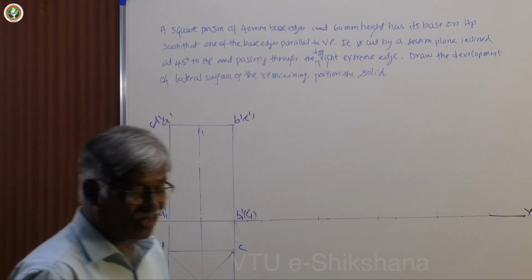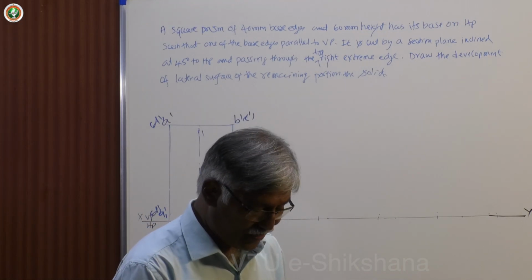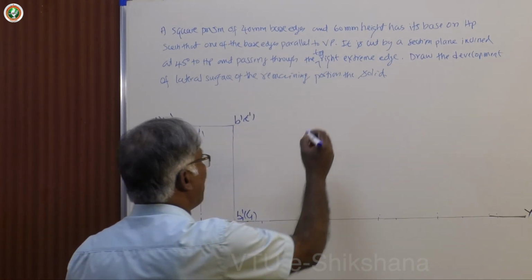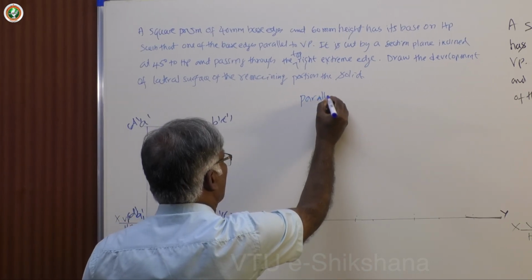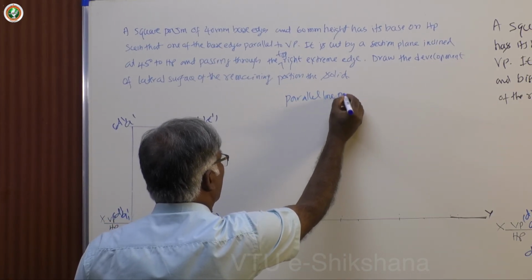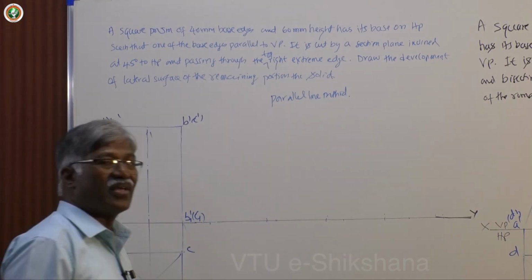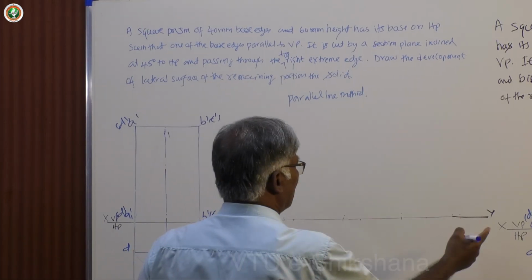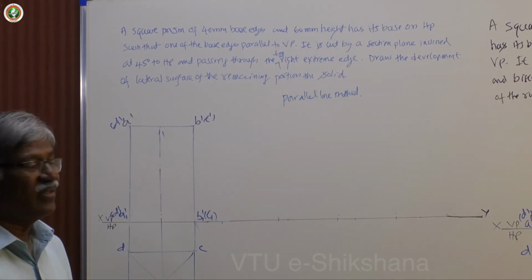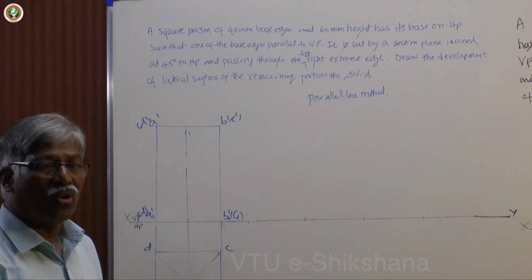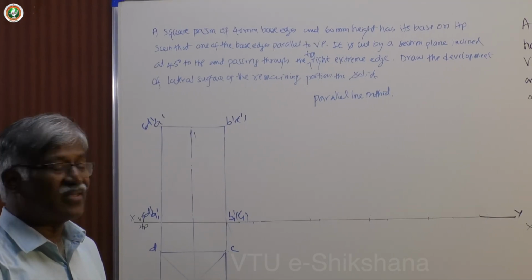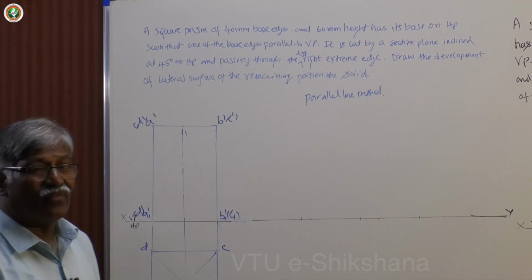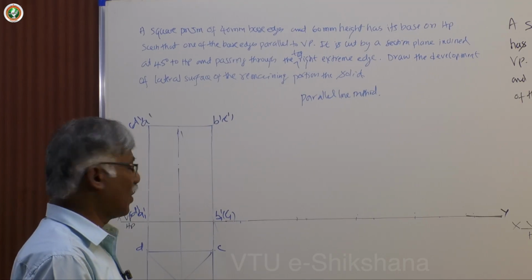Now I will tell you what are the methods of development and suitability of the development of surfaces. One is parallel line method, which suits the prisms and cylinders. And the second one is arc method, that is for the cone and the pyramids. Here we have a square prism as a basic problem and we will work that out.